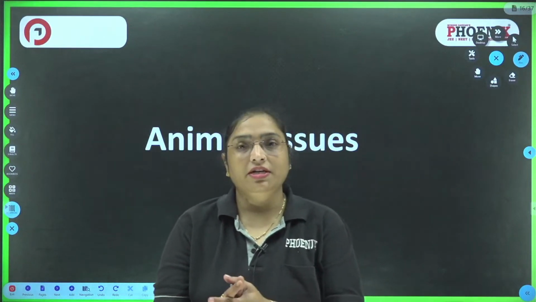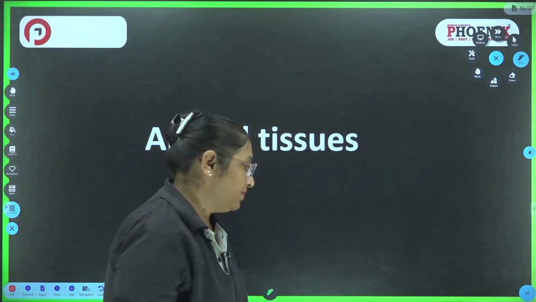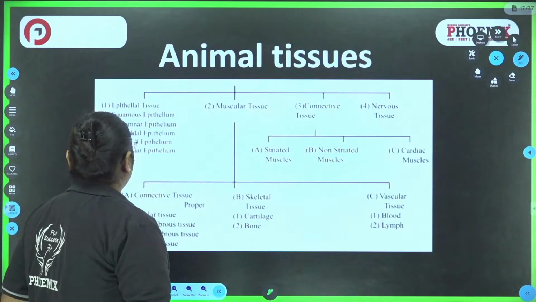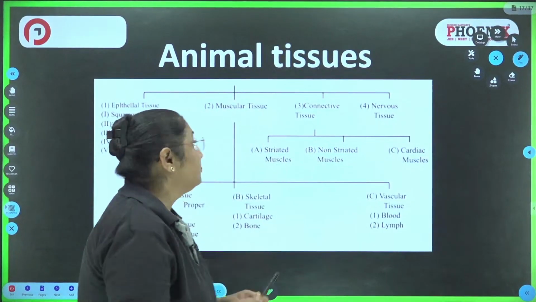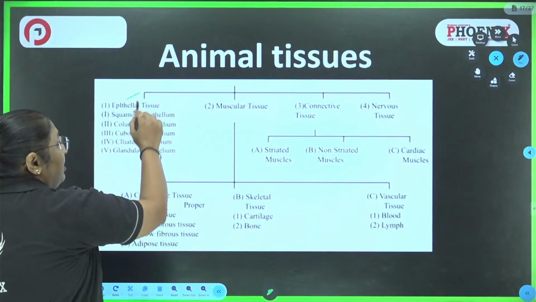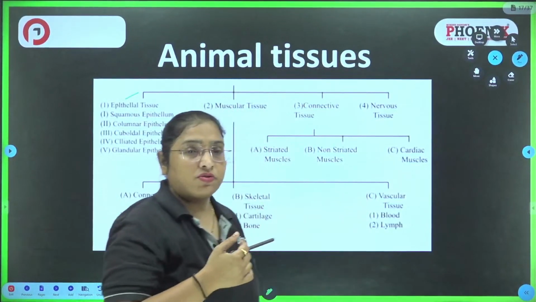We had already studied about the plant tissues. Now we are going to study the animal tissues. There are different types of animal tissues: epithelial tissues, muscular tissues, connective tissues and nervous tissues.